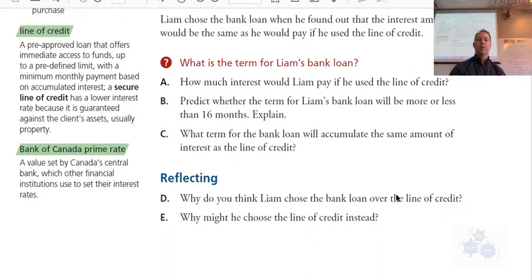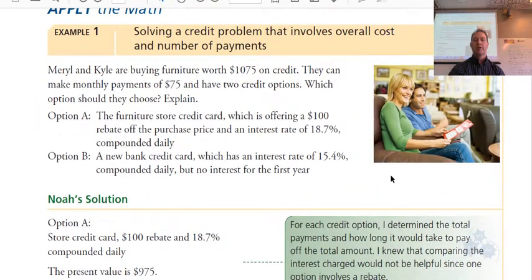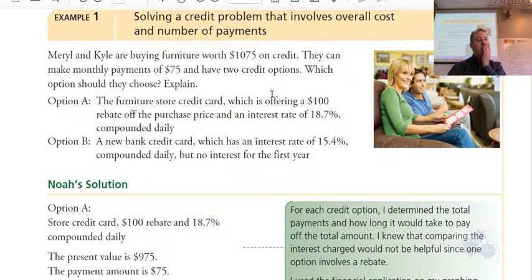Because we will do an example here, so let's do an example or two from this section. All right, so take a look at example 1. Meryl and Kyle are buying furniture worth $1,075 on credit. They can make monthly payments of $75, and they have 2 credit options. Which option should they choose? Explain. So option A is the furniture store credit card, which is offering a $100 rebate off the purchase price and an interest rate of 18.7% compounded daily. So again, this is much the same as what we did in the previous section.